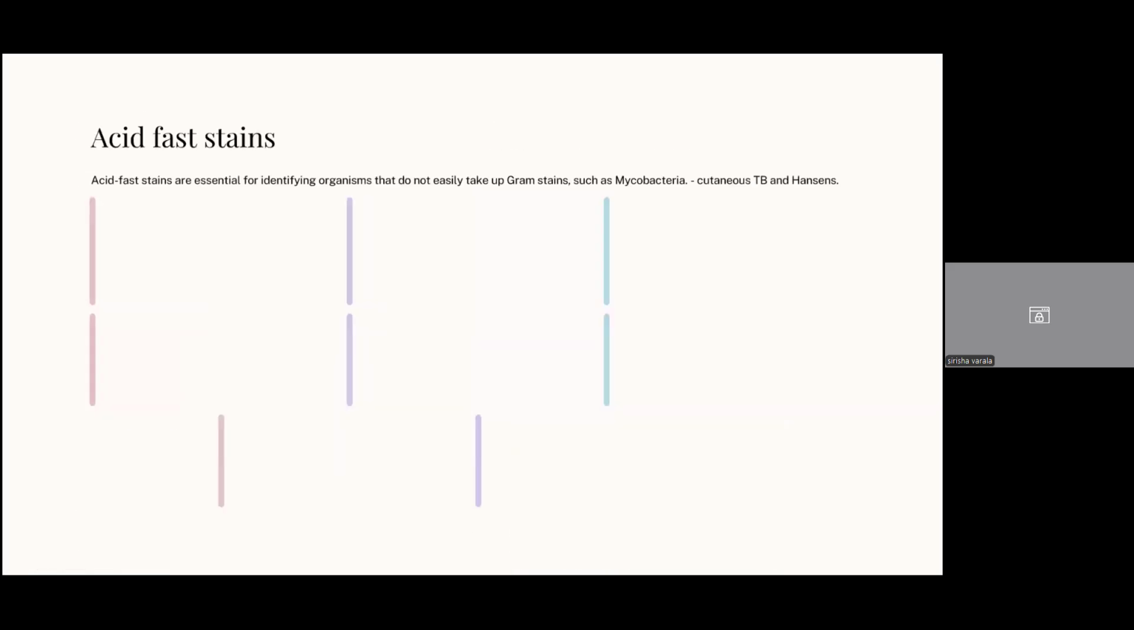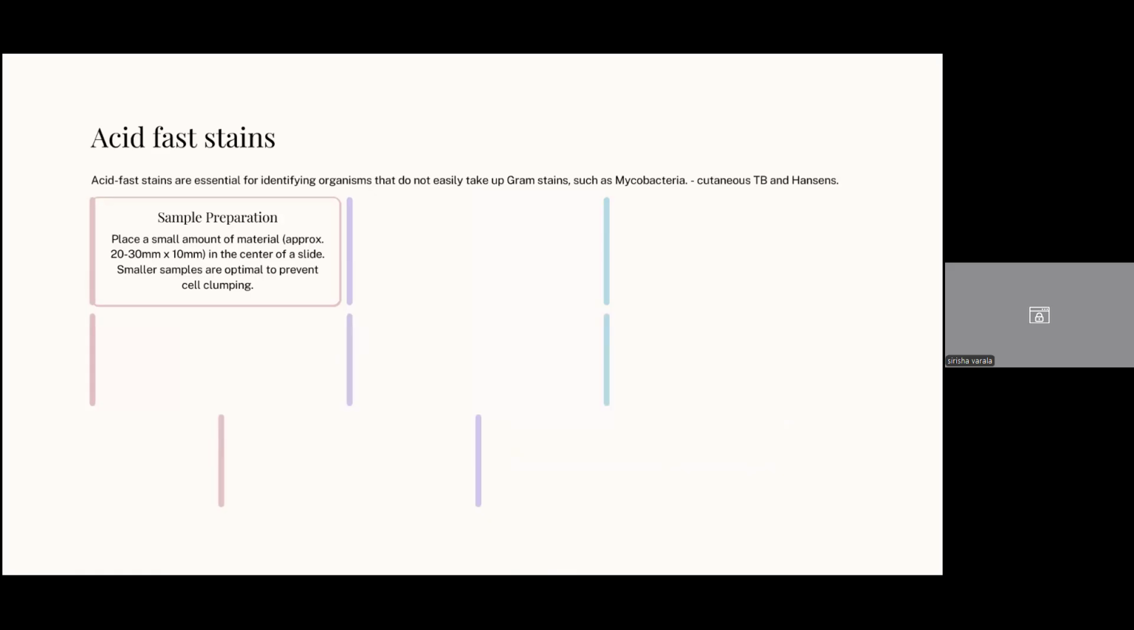Now, another modification is acid fast stains, where we do it in case of mycobacterial infection. This is because the mycolic acid here is not going to take up the gram stain, so we need special staining. This is especially important in conditions like Hansen's and cutaneous TB. So how do we do it?